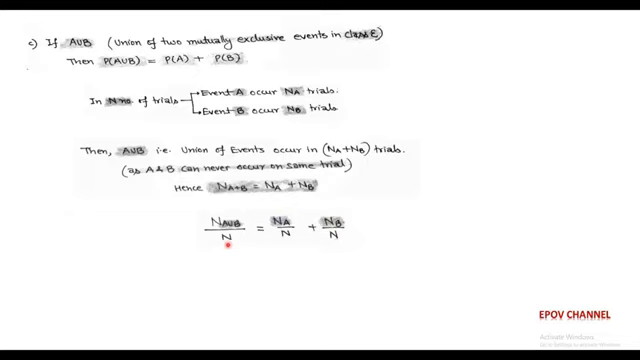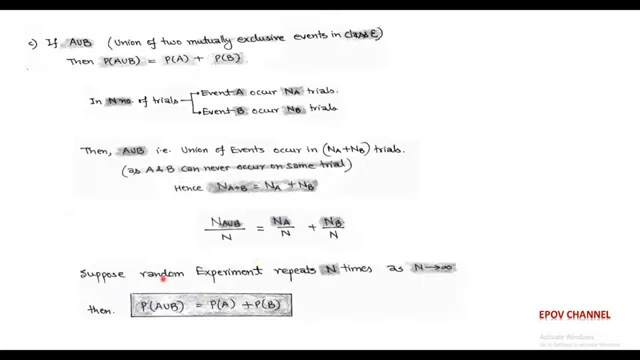As this random experiment is repeated for a large number of trials, as n tends to infinity, the probability of A union B is simply equal to probability of A plus probability of B.